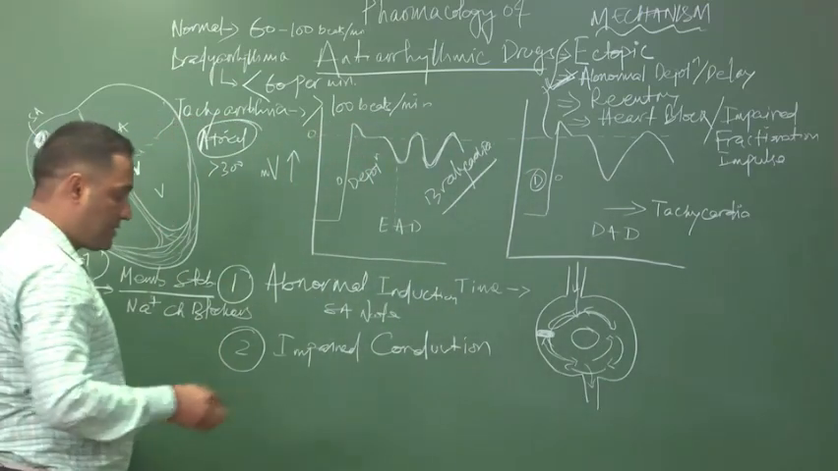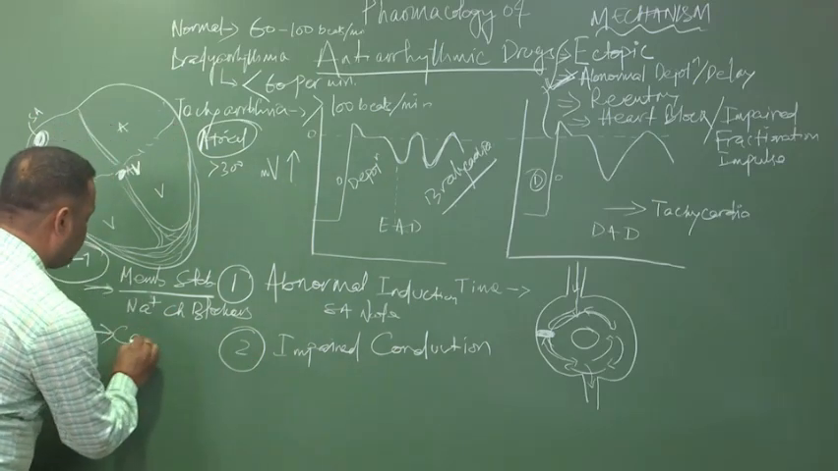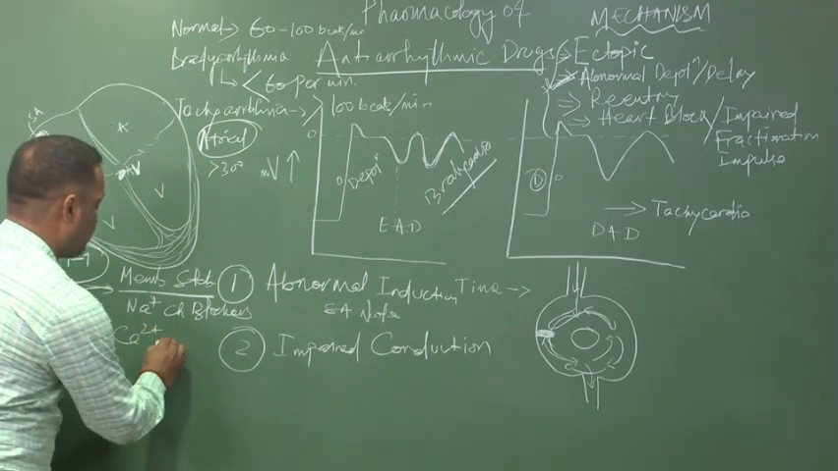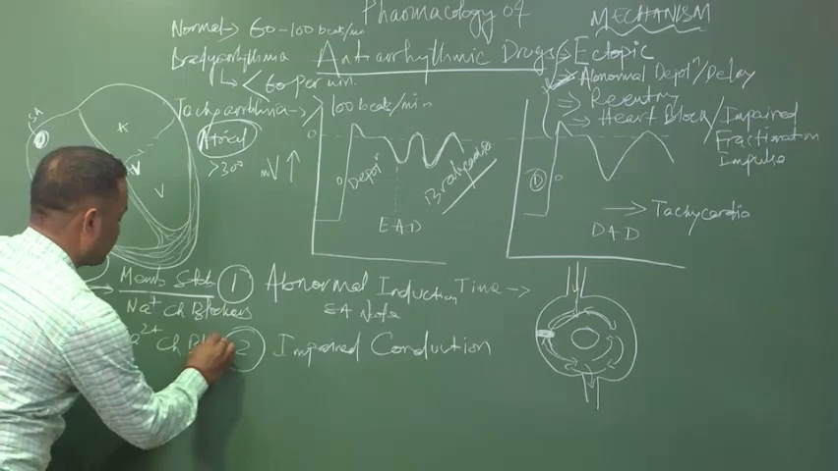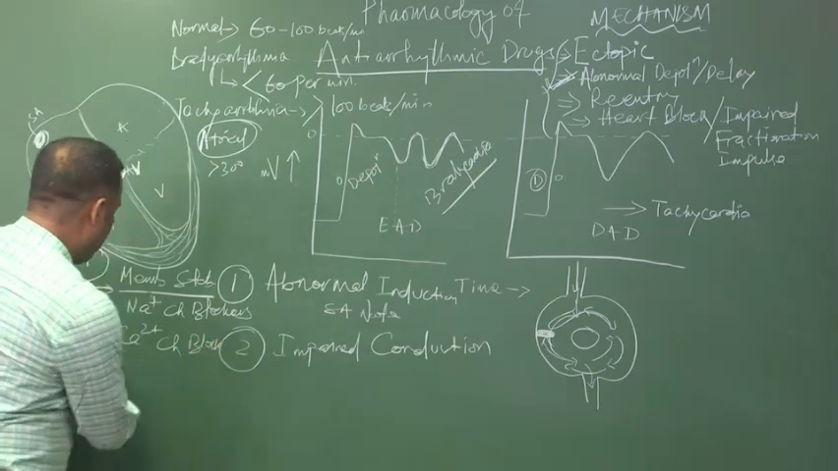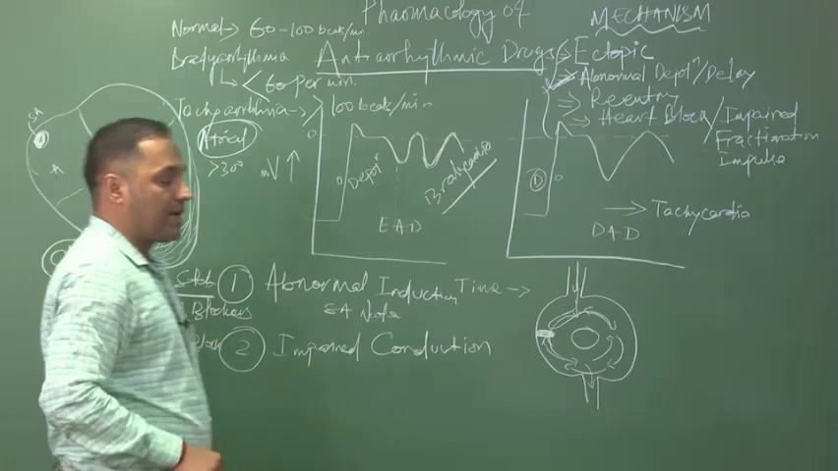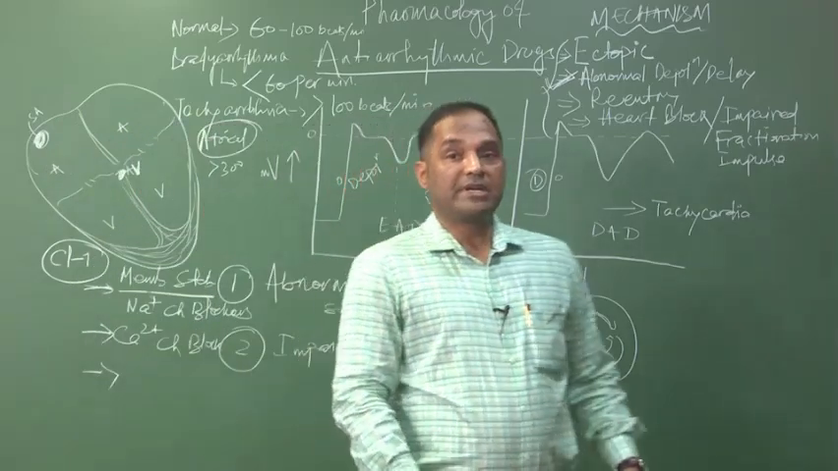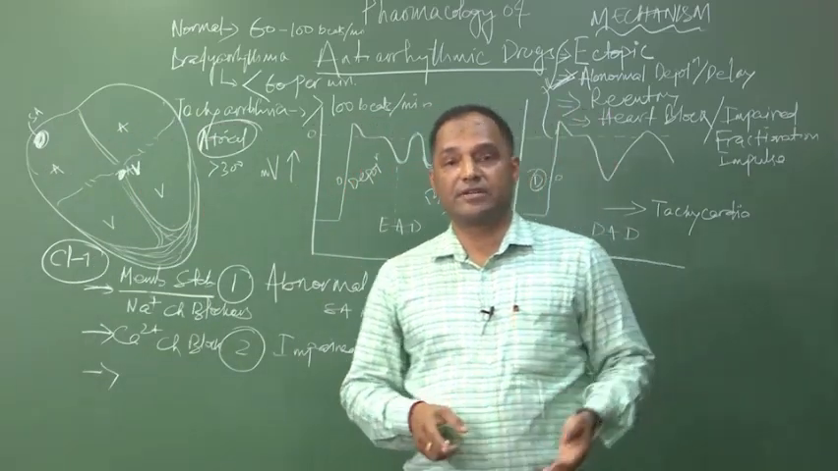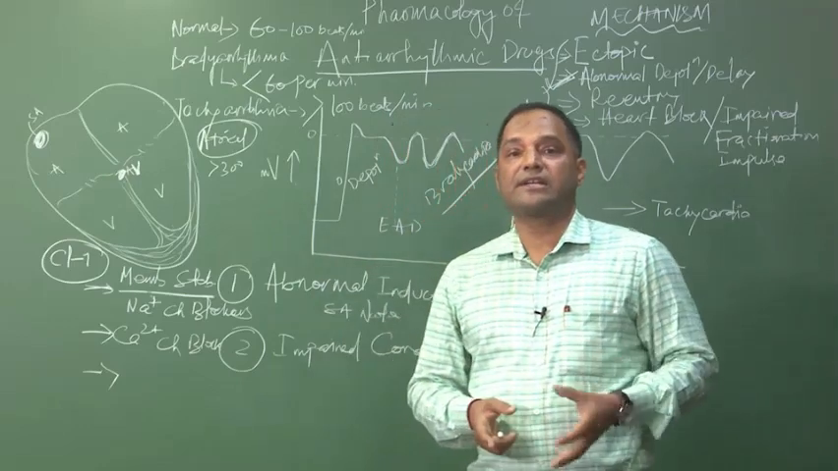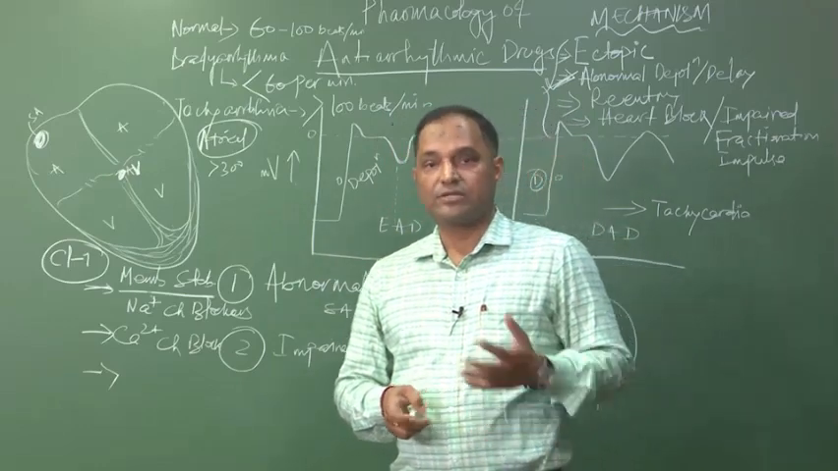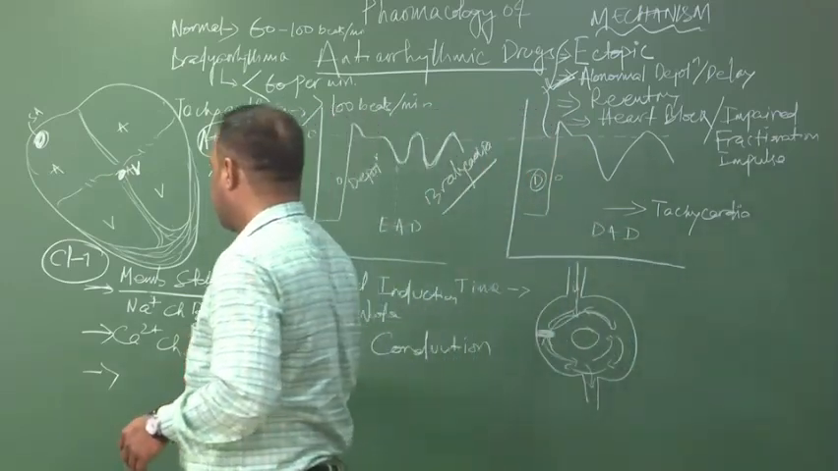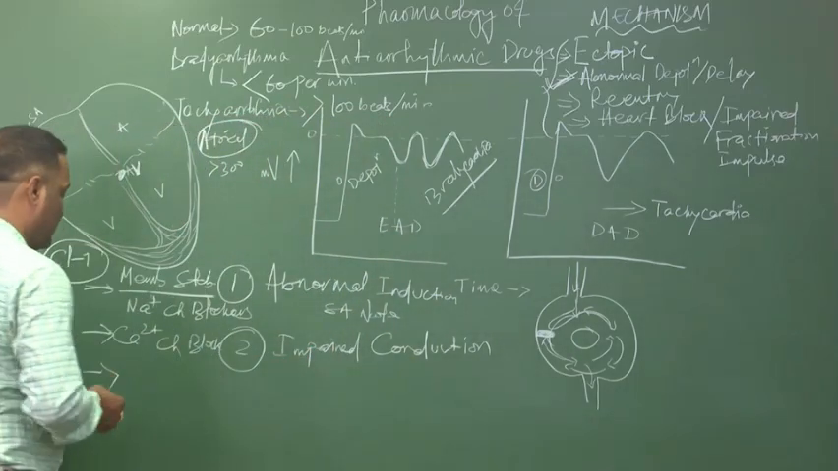And the second point is the calcium channel blockers. Calcium channel blockers are verapamil, diltiazem. These are the essential drugs to correct the arrhythmia. So, we can administer these calcium channel blockers as well.